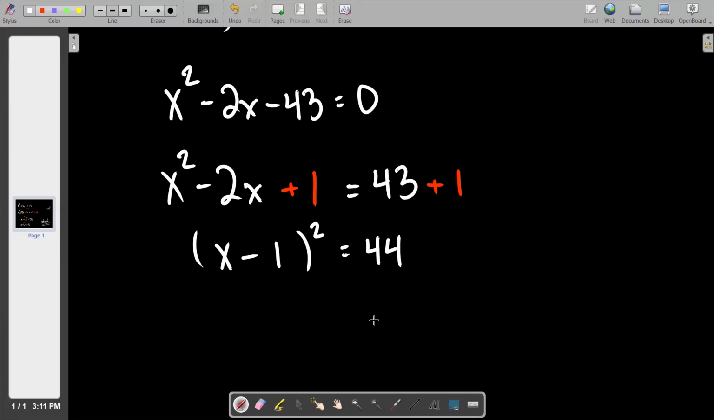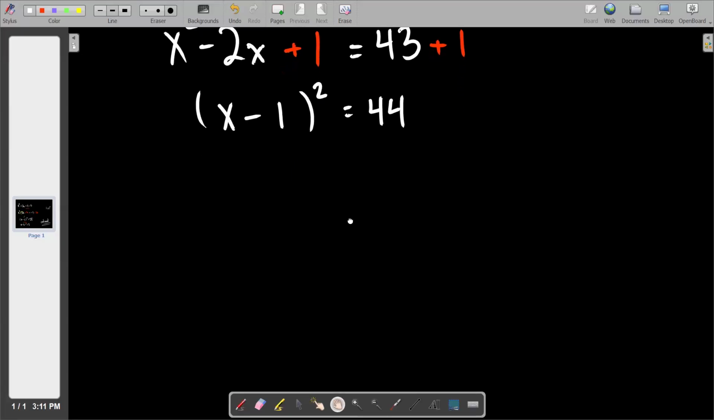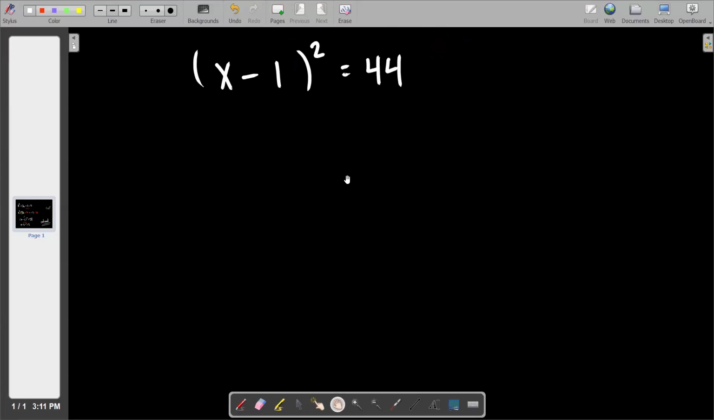So now it's time to cash this in. You completed the square. Now it's time to cash it in. What do we do next? We root the whole thing. Absolutely. So what's the left side going to say? x minus 1 equals 2 root 11. You committed the ultimate sin. No, positive negative 2 root 11.